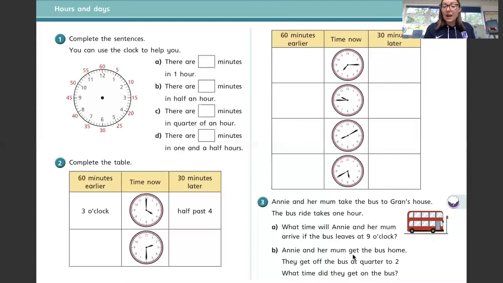Annie and her mum get the bus home. They get off the bus at 1:45. What time did they get on the bus? So the bus, remember, the ride takes 1 hour. If they get off the bus at 1:45, then they would have had to get on 1 hour earlier. So what would the time be?